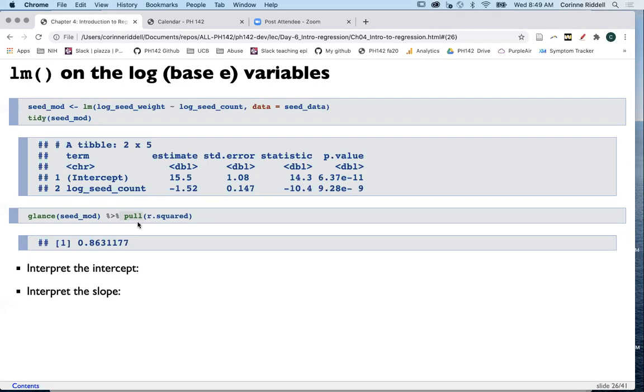Some of you may be thinking, oh, why didn't we use select rather than pull? That's a question for another day. I will just say that they do very similar things, but pull gets you this number on its own, whereas select would still have the number and call it a data frame. Don't worry about that. We used pull, it returns a number. That's all you need to know. Okay, so let's interpret the intercept and the slope estimate. So the intercept, this 15.5, can we see that in our plot?